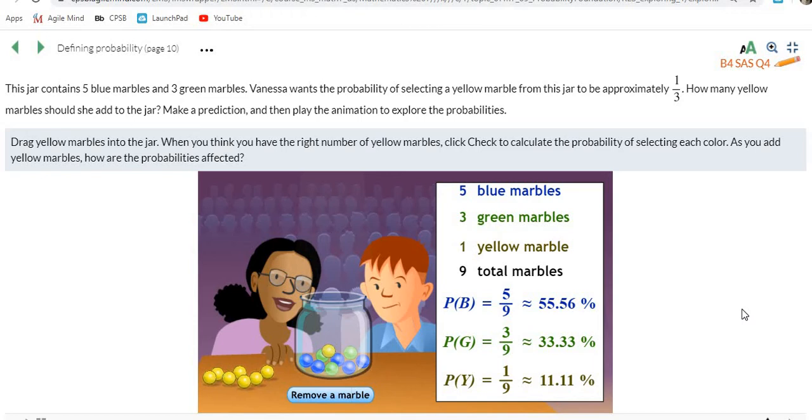If I put a total of 3 marbles in, that's 3 out of 11. Does that reduce to 1/3? No, it stays at 3/11. If I put 4 marbles in, I'm at a total of how many marbles? 12. Does 4/12 reduce to 1/3?